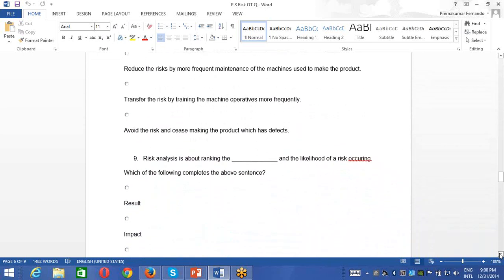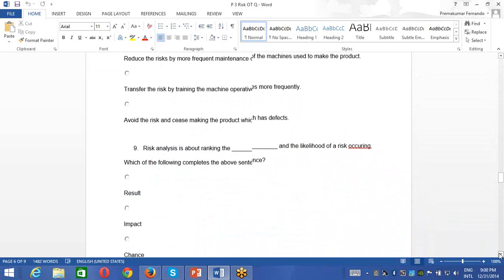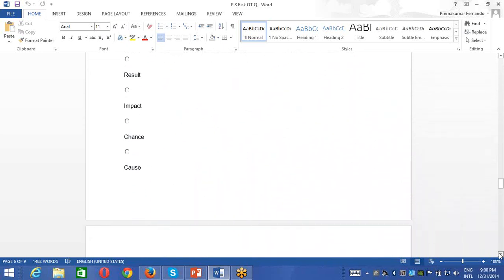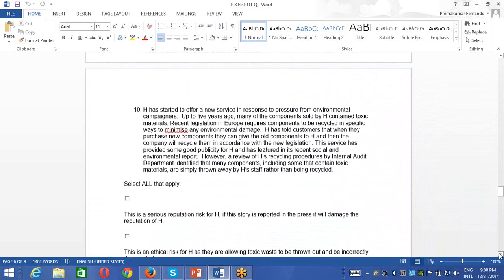What about the risk analysis? Risk analysis is about ranking the blank and the likelihood of a risk occurring. Impact. Yes, you're right, because the ranking is about ranking the impact and the likelihood. You remember, it is the probability and the impact. So it goes as a couple. That kind of thing, I'm sure you will do it very well. The impact. Good. Then the next one.